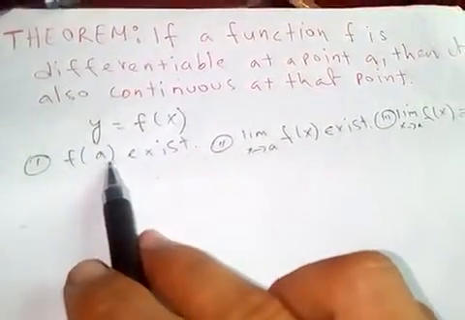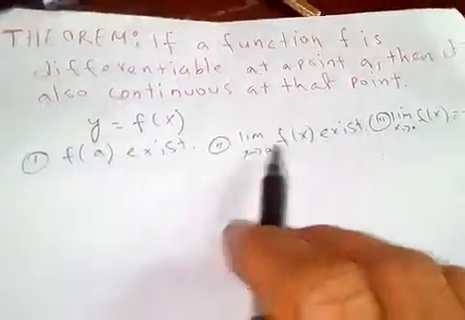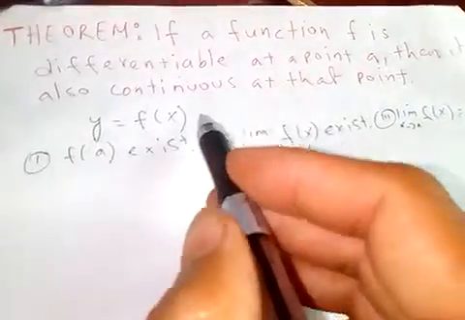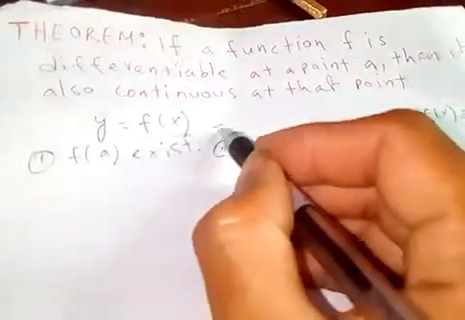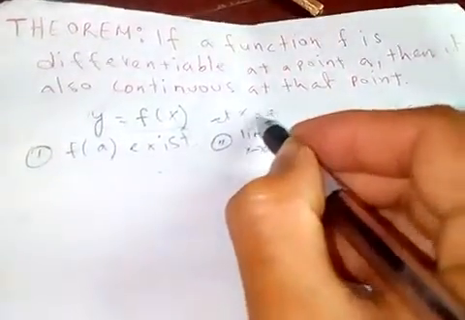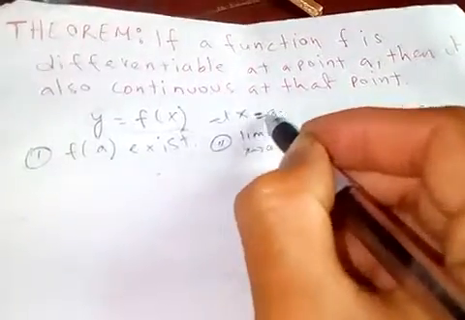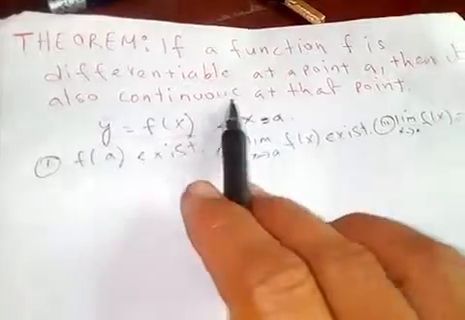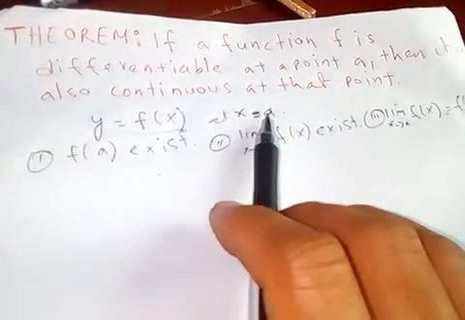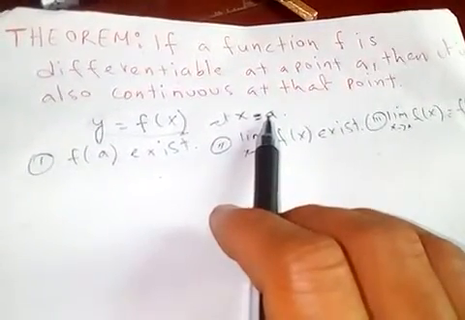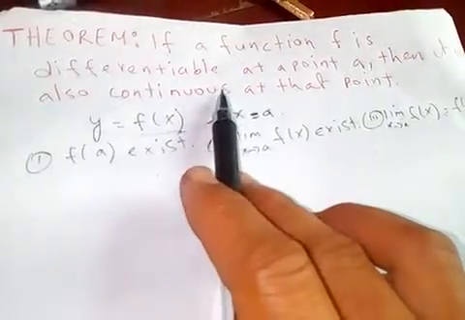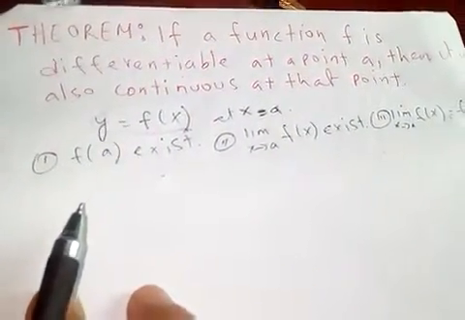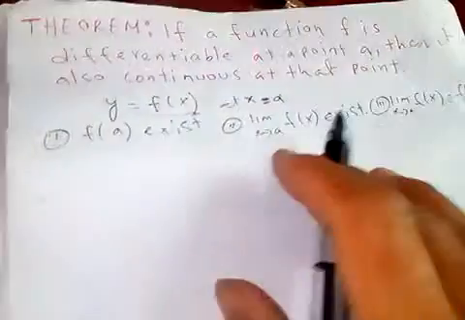If a function follows these three properties, we can say that it is continuous at x equal to a. And when is a function said to be differentiable? If the right hand derivative and left hand derivative are the same, then we can say it is differentiable at that place. So we are going to prove this one.